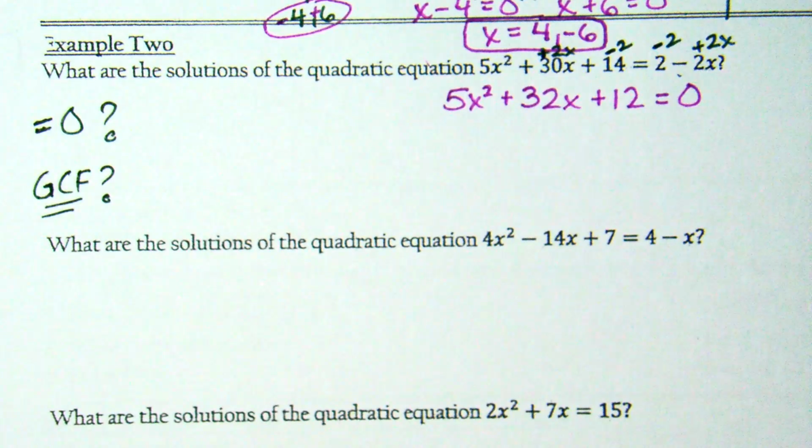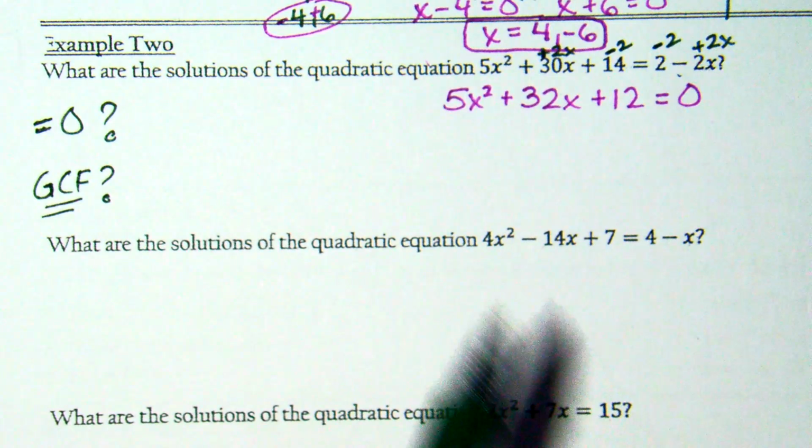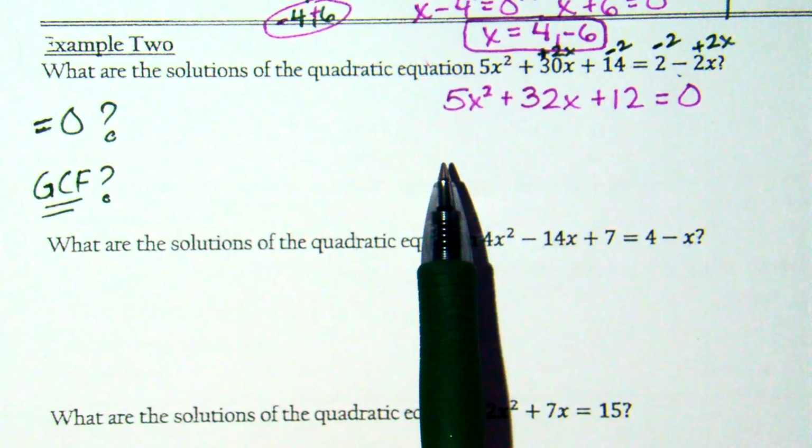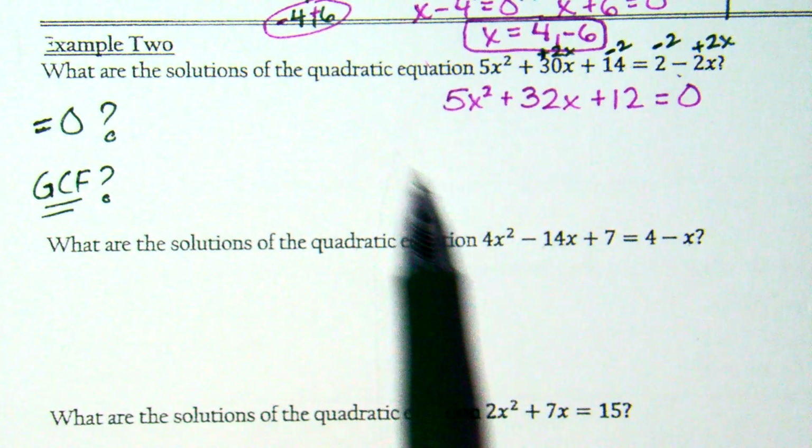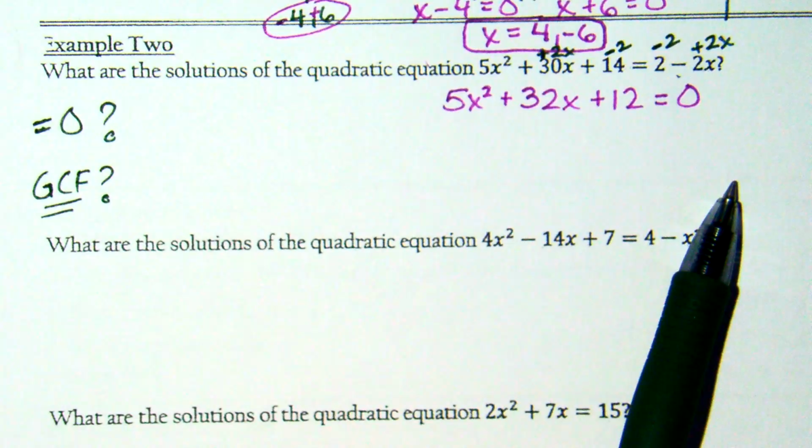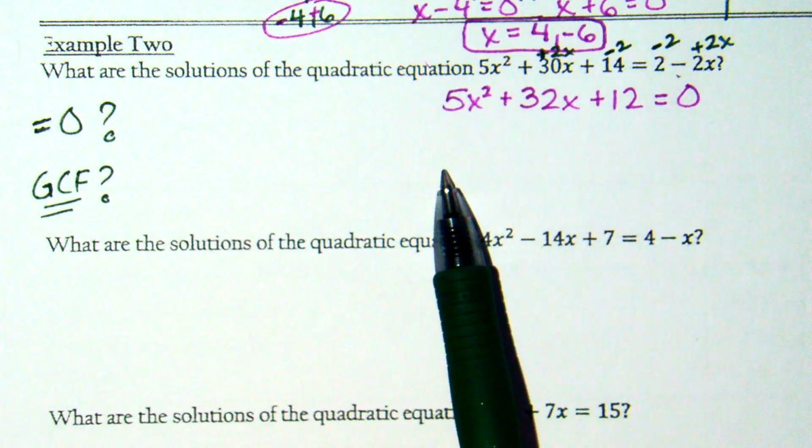Is there a GCF? No. It'd be nice if there was a GCF. I'd love to see a GCF of 5 right now so that I can get 1x squared here. It'd make life easier, but no GCF of 5. Okay. Can I go ahead and just put this into parentheses? And your answer should be no.